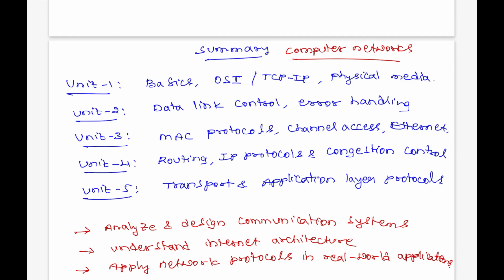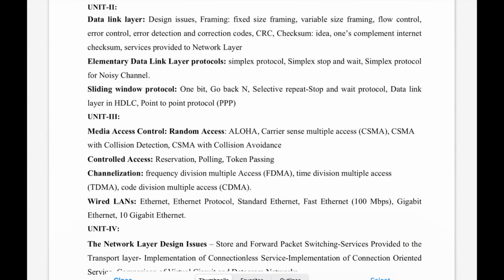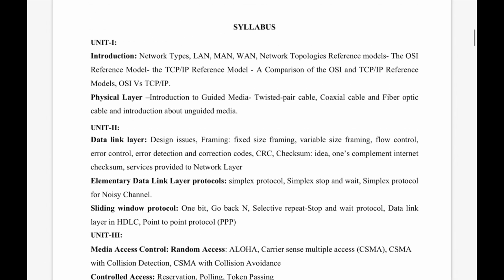Unit 1 is the introduction to computer networks. Okay, thank you.